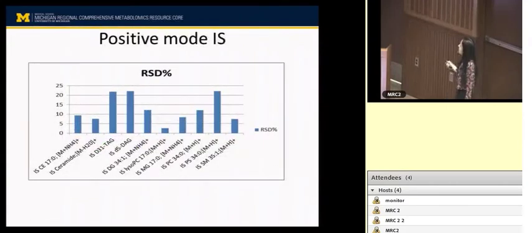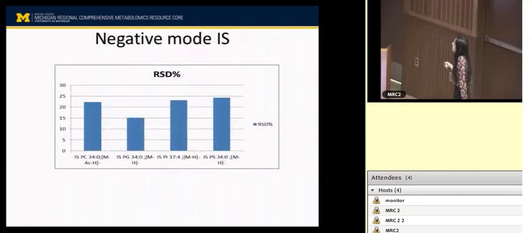And then we check for the internal standards, how the internal standard RSDs are. These are the internal standard RSDs. Everything is below 25. So that's just one way I check, and then I use only the internal standards that pass the RSD criteria. And these are the internal standards we use for negative mode.